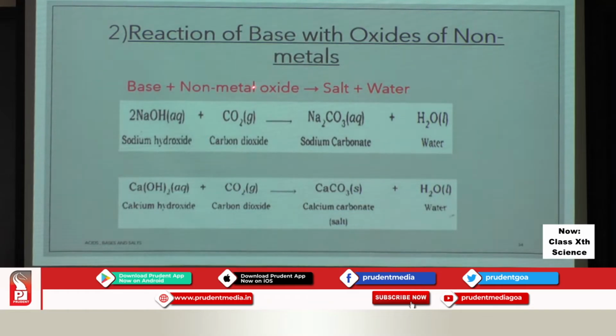So a base, sodium hydroxide, when it reacts with carbon dioxide, results in the formation of salt, which is called sodium carbonate, plus water, as given in the reaction. Calcium hydroxide, a base, reacts with carbon dioxide, forming calcium carbonate and water. Fine. So when a non-metallic oxide reacts with a base, you are getting salt and water.